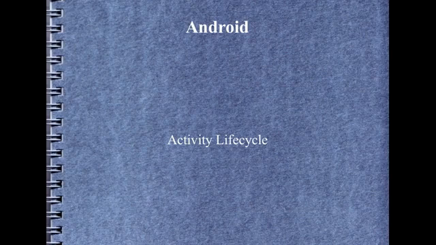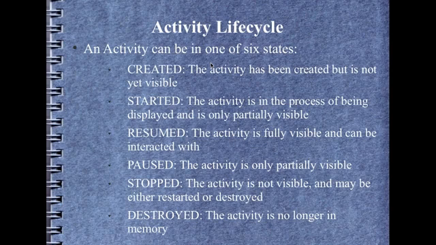Hi, in this video I want to talk about the Android activity lifecycle in some detail. So let's get started. An activity can be in one of 6 states throughout its lifecycle. It can be in what we call the created state, where the activity has been created, but it is not yet visible. The started state, the activity is actually in the process of being displayed. It's only partially visible, but the activity itself is started.